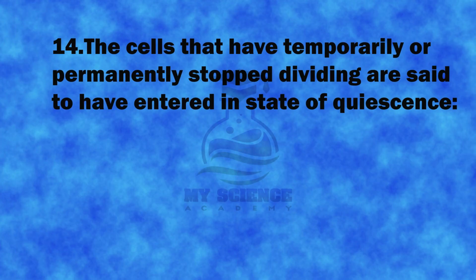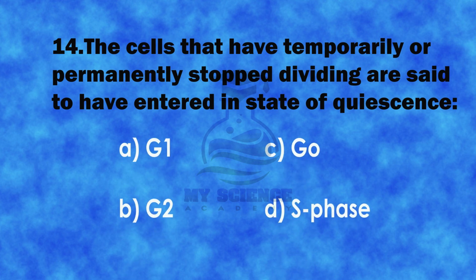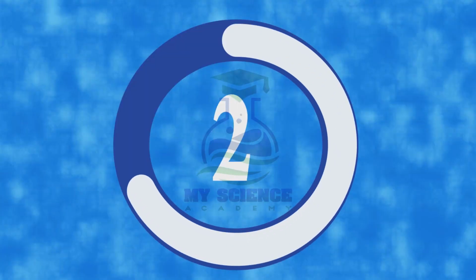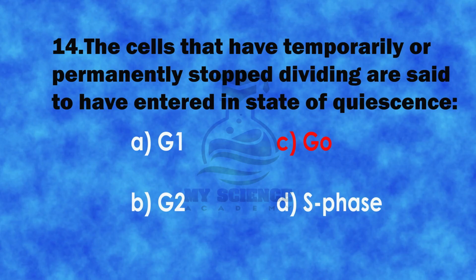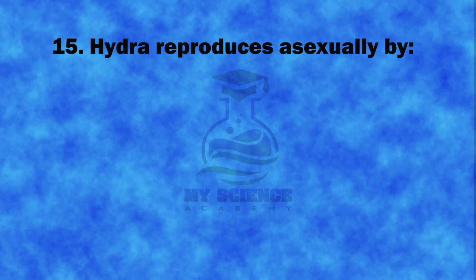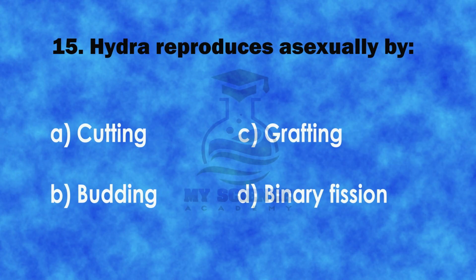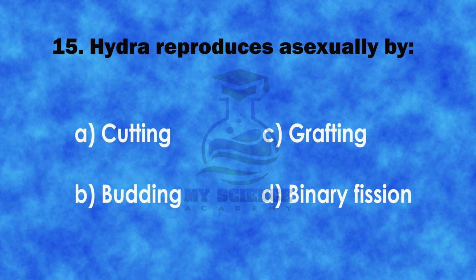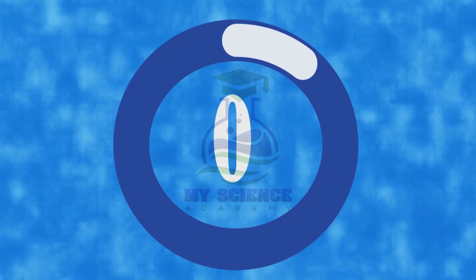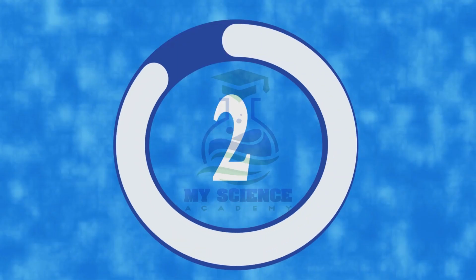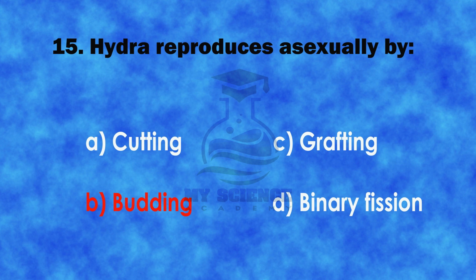Number 14. The cells that have temporarily or permanently stopped dividing are said to have entered in state of quiescence. A. G1, B. G2, C. G0. Correct answer is C. G0. Number 15. Hydra reproduces asexually by A. Cutting, B. Budding, C. Grafting or D. Binary fission. Correct answer is B. Budding.